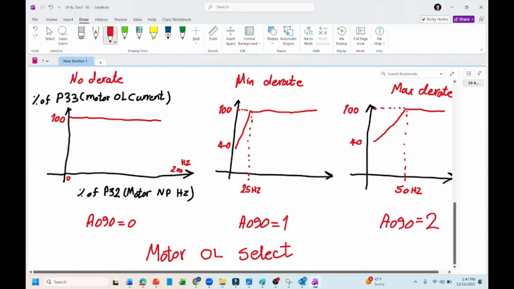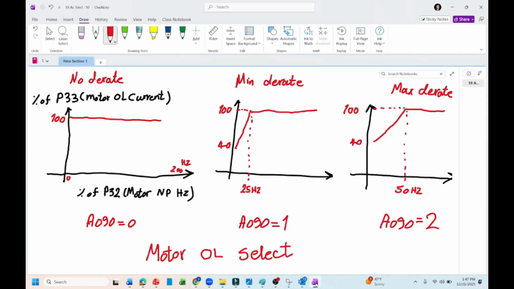Hello everyone, this is another video from the Easy Electric series, and in this video we are going to learn about another new advanced parameter in the VFD, which is A090, motor overload current select. So what does it really mean?